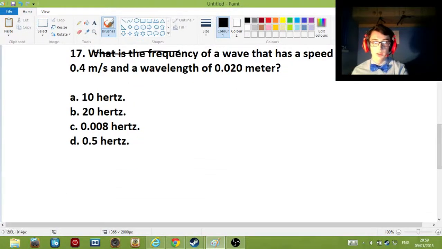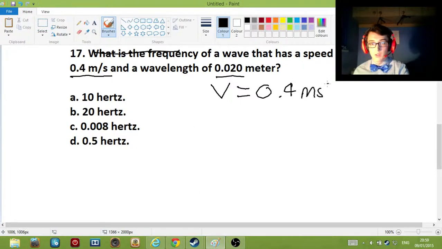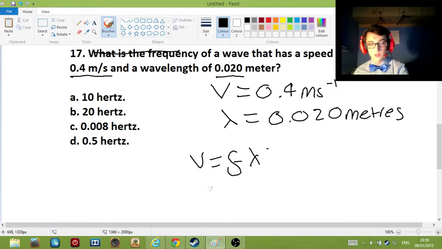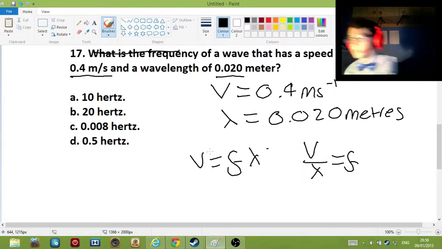Okay, I have a question down here that we can use. What is the frequency of a wave that has a speed of 0.4 meters a second? So this time we use v, and a wavelength of 0.02 meters. So that means v equals 0.4 meters a second, and lambda is 0.020 meters, like that. So just use the equation v equals f lambda. It's quite easy. You just rearrange this, so v over lambda equals frequency, and then getting my calculator, which is not in my hand, so I'll use my phone.